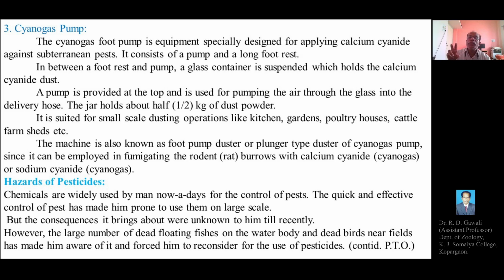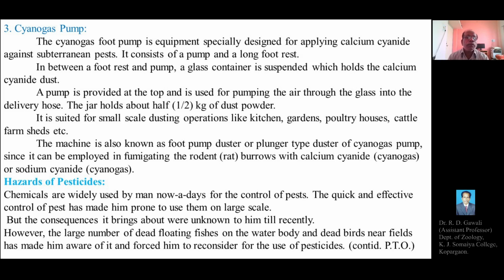So this machine can be used for the fumigation of the rat burrows or different animal houses, that is poultry house, cattle farm, gardens, kitchen, or even can be used for the fumigation of the storage godowns or the warehouses containing stored grains, so as to control the stored grain pest. So this is about the cyanogas pump, a type of plant protection appliances or the pesticide appliances.